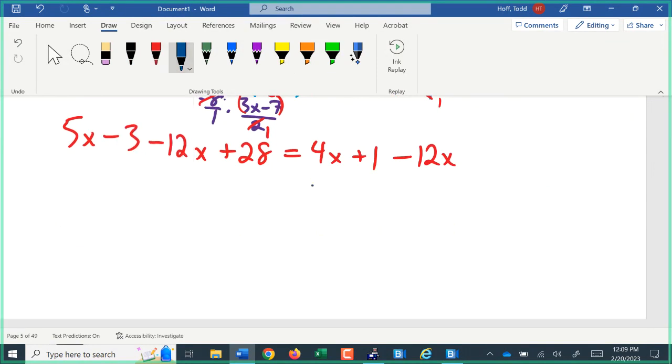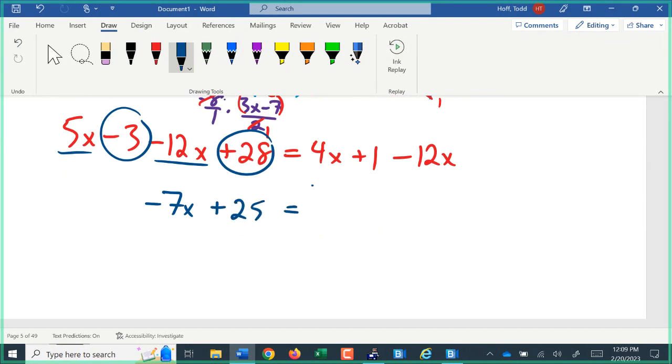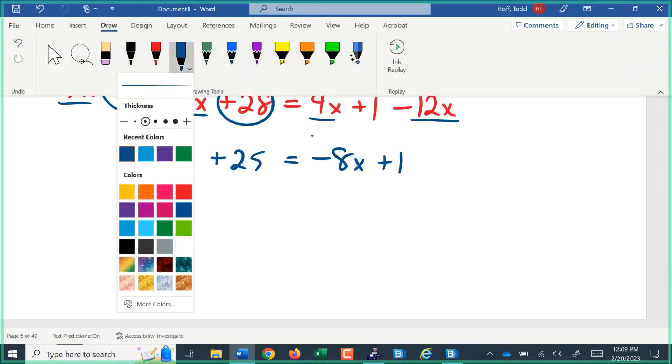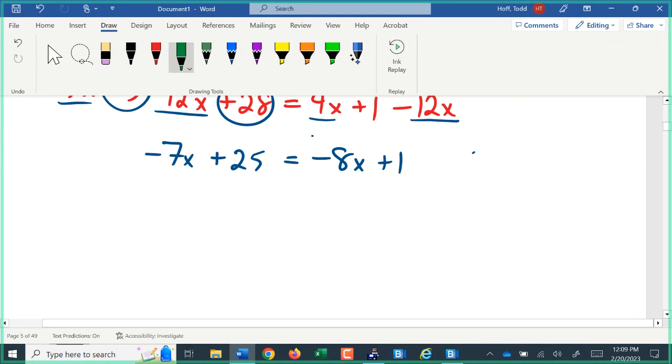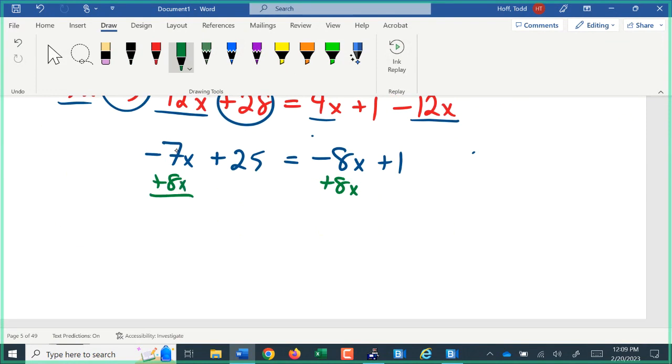We'll start by combining what we can. We have 5x and negative 12x is negative 7x. Negative 3 and 28 is a positive 25. We do have stuff to combine on the right side now. 4x and negative 12x is negative 8x plus 1. Then we have to get the variable to one side. There's a variable on each side. The smaller one right now is negative 8x. They're negative, so the negative 8 is more negative, so it's smaller. So I'm going to add 8x to both sides. Well, negative 7x plus 8x is just 1x or just x plus 25 equals 1.